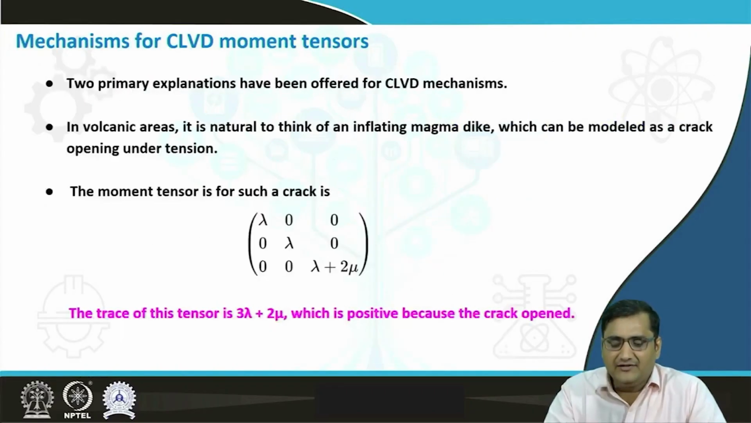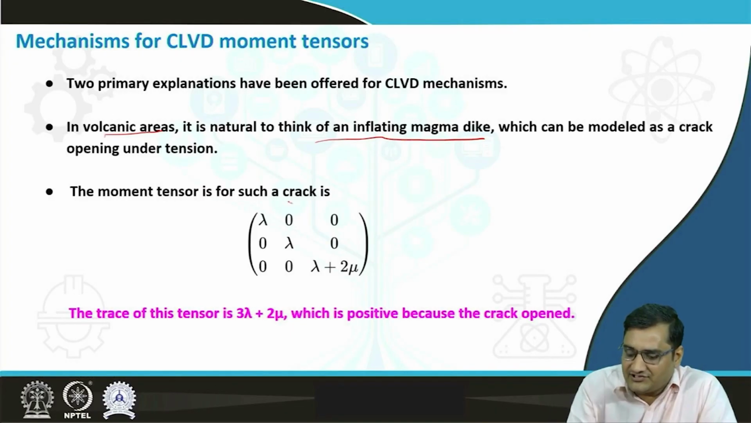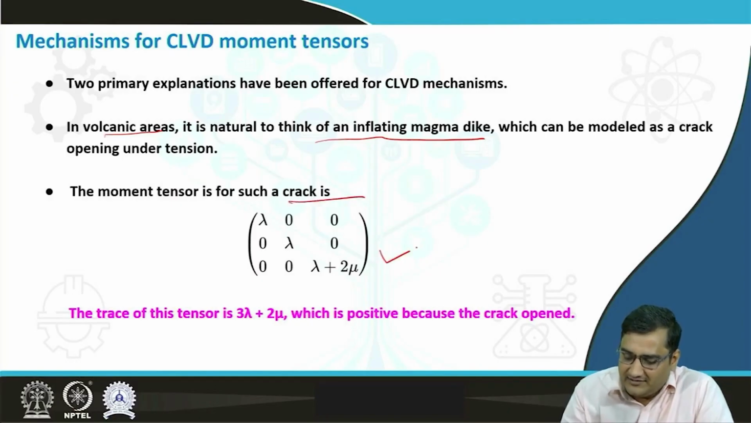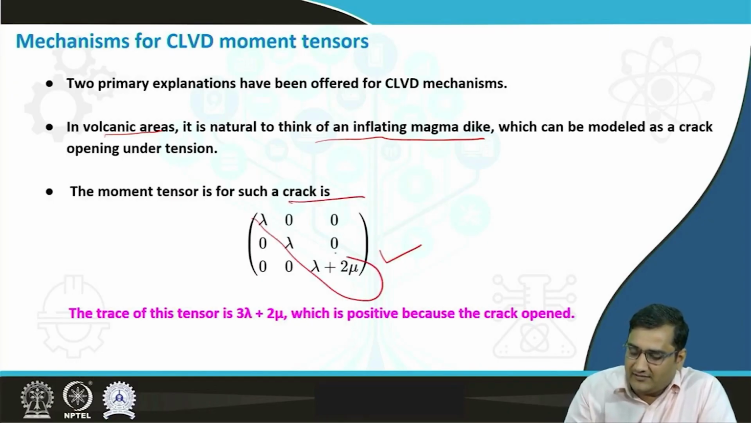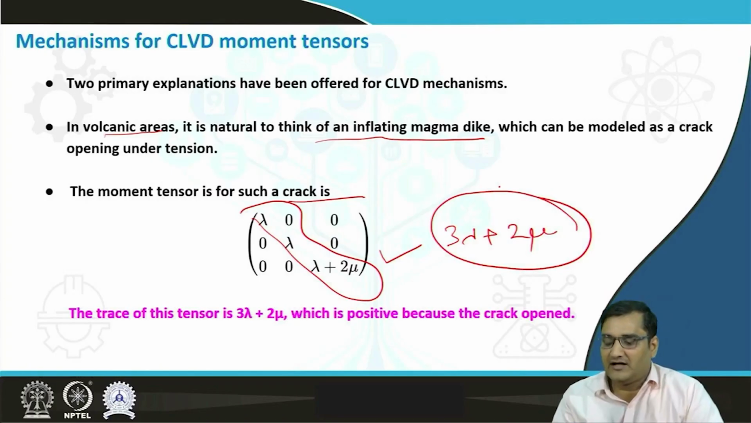For CLVDs, two primary explanations were offered. In the first explanation, it was said that in volcanic areas, it is natural to think of an inflating magma dike, which can be modeled as a crack opening under tension. The moment tensor for such a crack can be represented by this. And if you look at the trace, it is 3 lambda plus 2 mu, which is positive. That means it represents that the crack is opened.